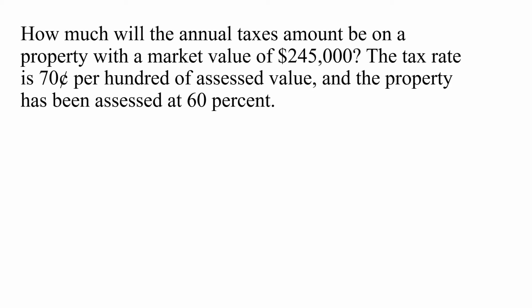How much will the annual tax amount be on a property with a market value of $245,000? The tax rate is 70 cents per hundred of assessed value, and the property has been assessed at 60%. So the first thing we want to do is find our assessed value. If the market value is $245,000 and it's assessed at 60%, then we can say times 0.60, converting our percent to a decimal, tells us that the assessed value is 147,000.